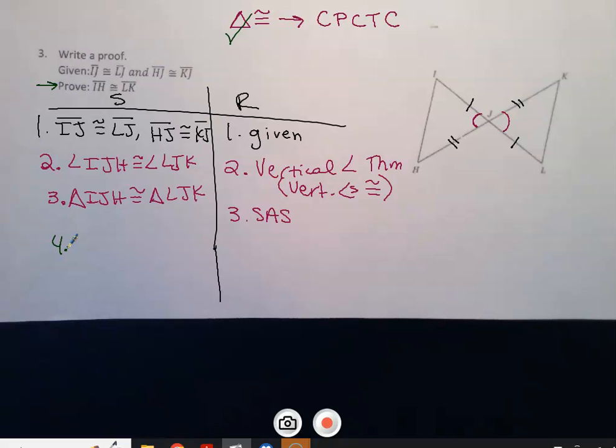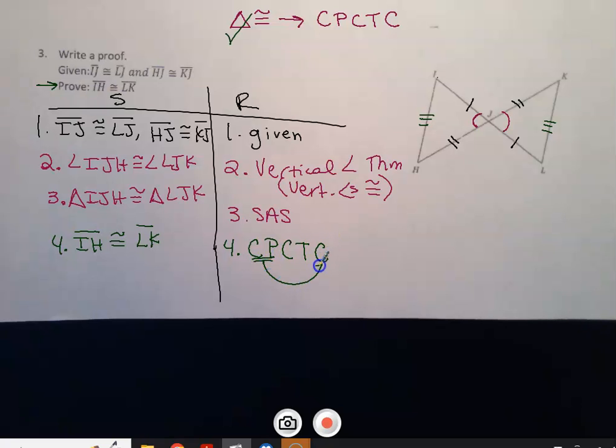Okay, but we just proved that the whole triangle is congruent. We said, hey, check it out, this triangle IGH is congruent to triangle LJK. I think I said G earlier. Which means not only are these things congruent, but those are also congruent because we just proved the triangle is congruent. Yes, so we can say IH is congruent to LK because corresponding parts of congruent triangles are congruent.